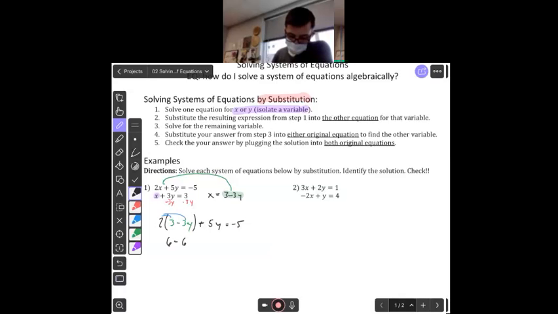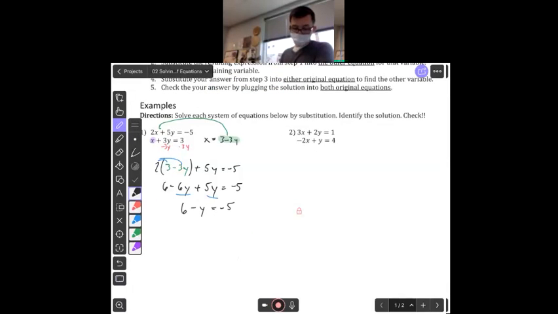6 minus 6y plus 5y is -5. Got some like terms to combine there. -6 plus 5 would be -1, so -y. And to get y by itself, I'm going to subtract 6. -5 and -6 give me -11. So if -y is -11, then positive y must be +11.